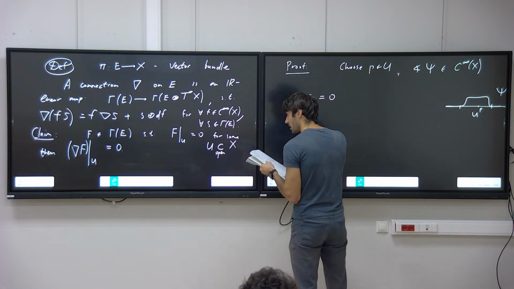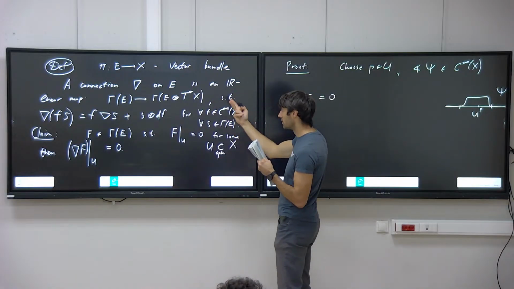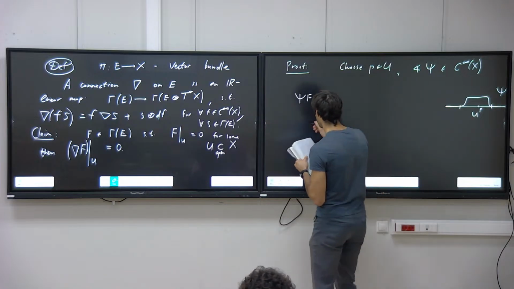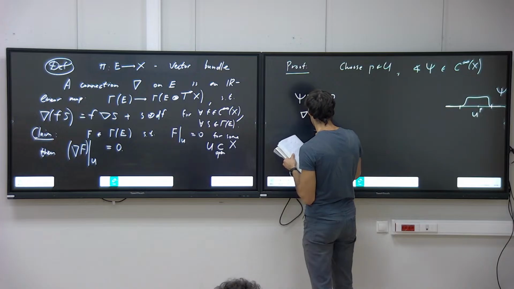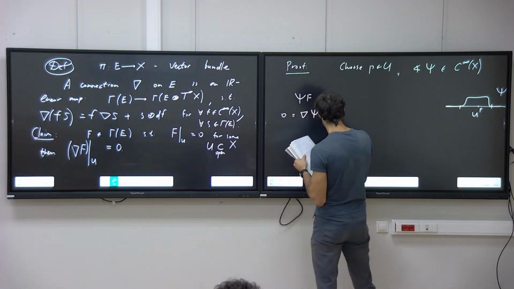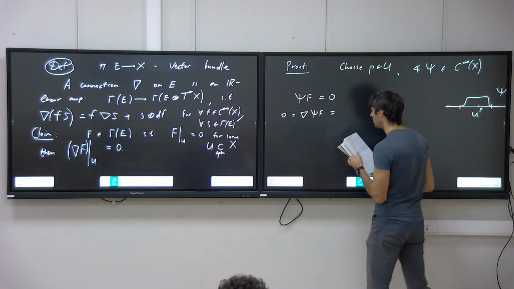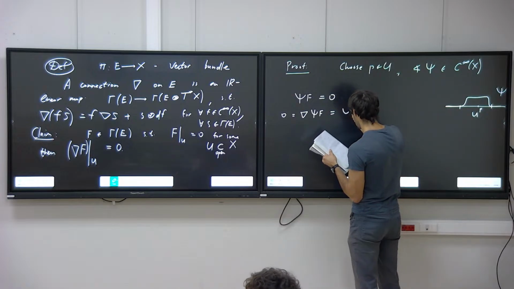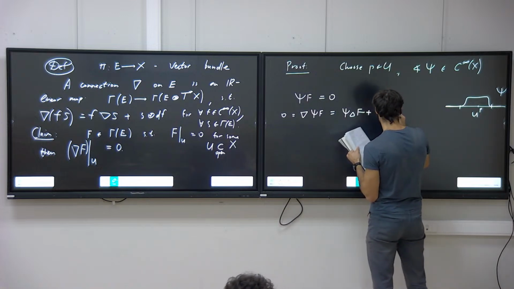Of course, it's an R-linear map, so if I take nabla of 0, it's 0. That is given. Therefore I take nabla of this. On one hand it's 0; on the other hand, I can use this Leibniz rule and write that it is psi nabla F plus F tensor d psi.